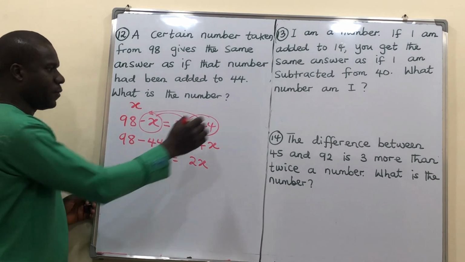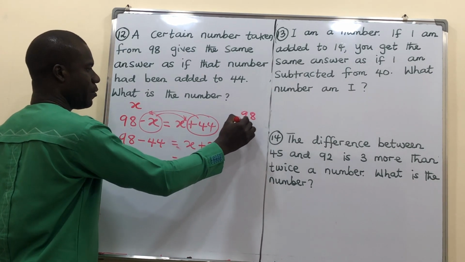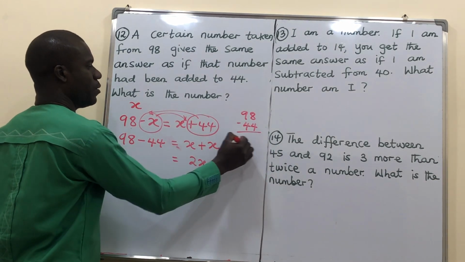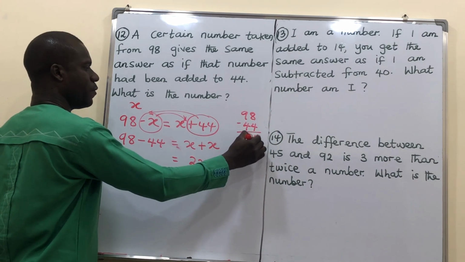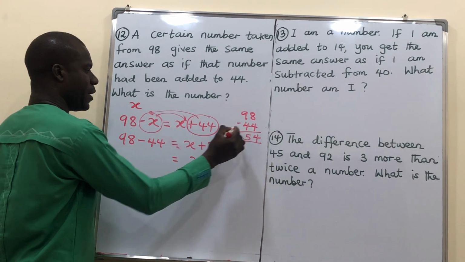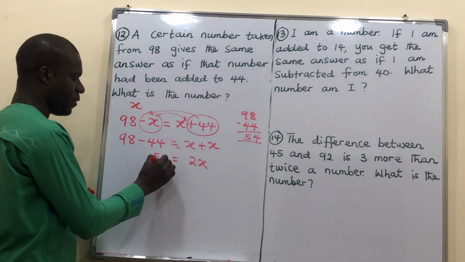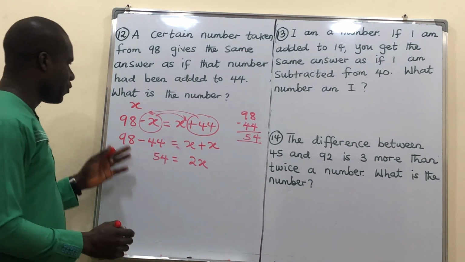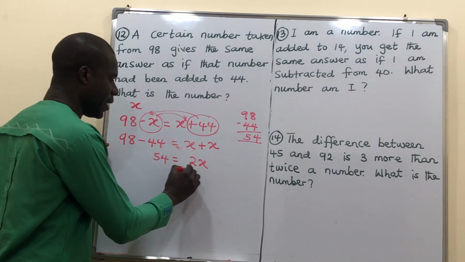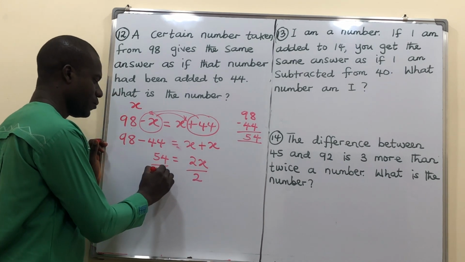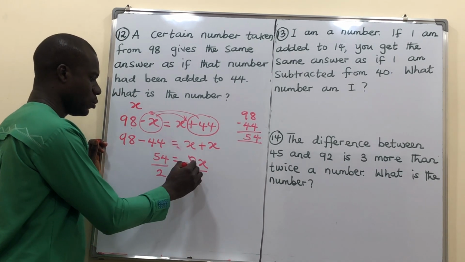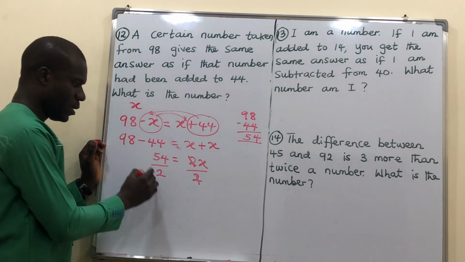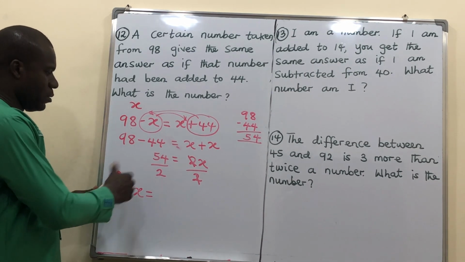98 minus 44. Let me arrange it for you. 8 minus 4 is 4. 9 minus 4 is 5. So we have 54. To get the number which we've represented by x, we divide both sides by 2. 2 cancels 2. x equals 54 divided by 2.